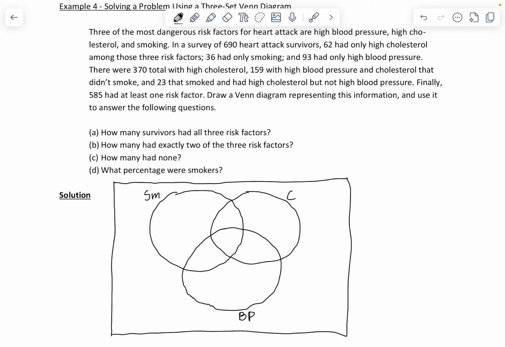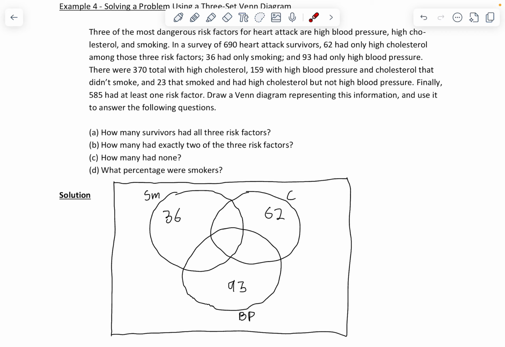So the 62 can go right here, inside the C circle but outside the other 2. Okay, let's keep going. 36 had only smoking, but not the other 2. So that goes right here in this region, inside the smoking circle but outside the other two. And 93 had only high blood pressure. So the 93 goes in this region right here, inside the blood pressure circle but outside the other two. So that would be 93. All right.